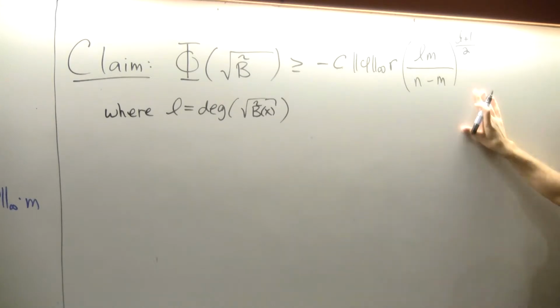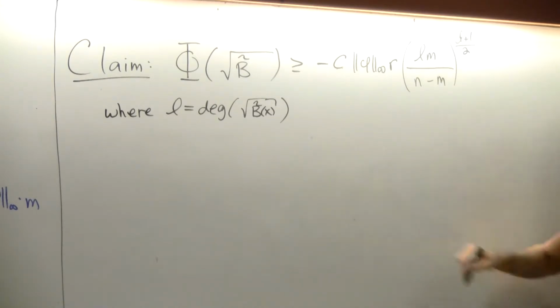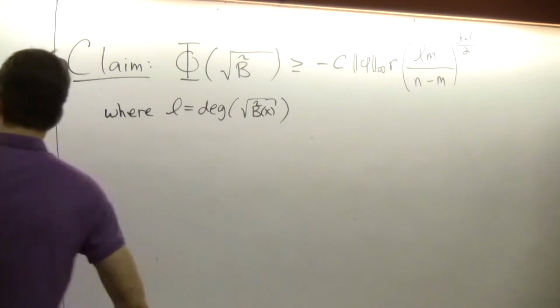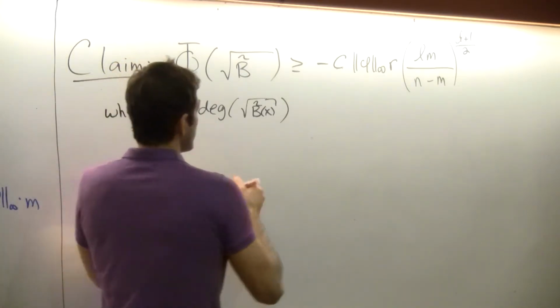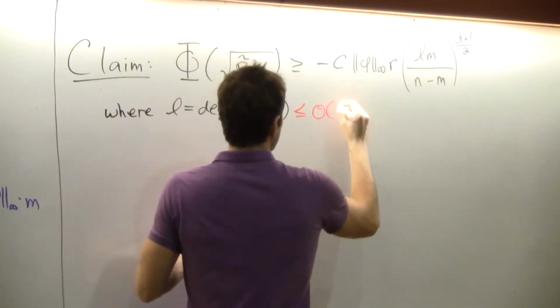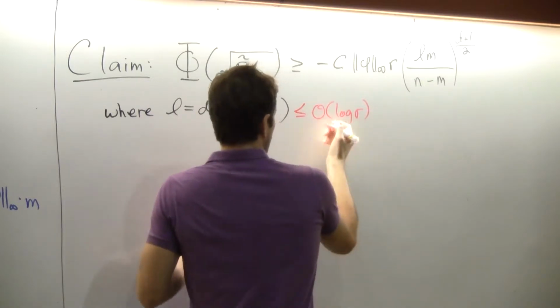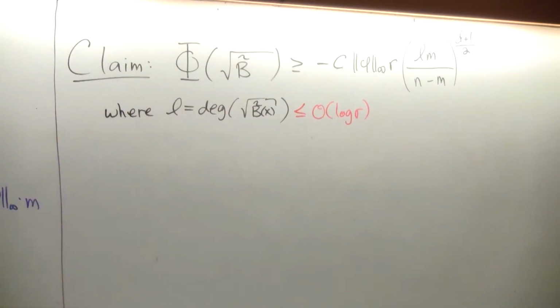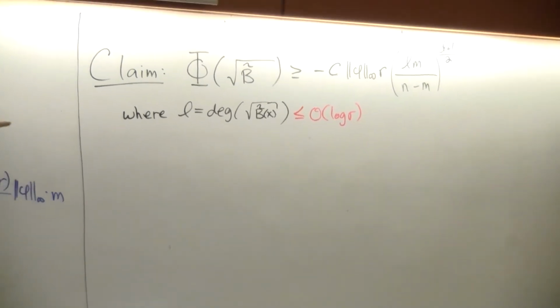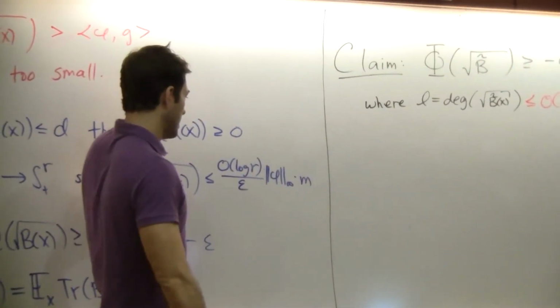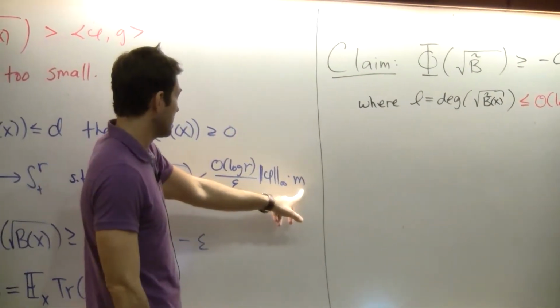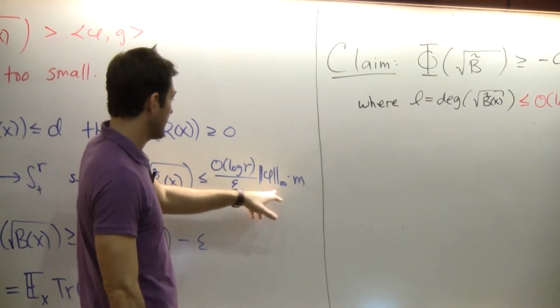So now let's suppose we had this claim. Let's see how we finish. Well, we know the degree. So the first thing we know is that this is order log r. Now we have to be careful in this order because the order is a constant depending on g. Let's just verify that the constant really only depends on g. N depends on g, it comes with the domain, so n is depending only on g. That's fixed. This is fixed.